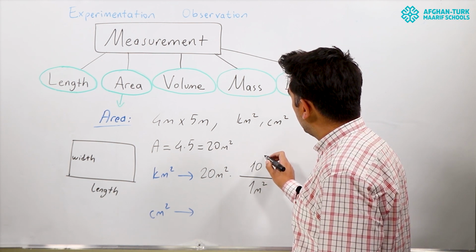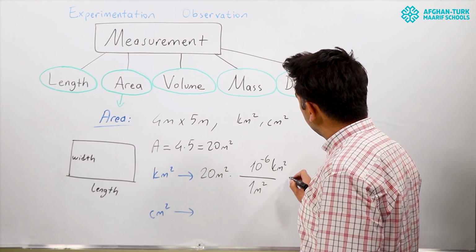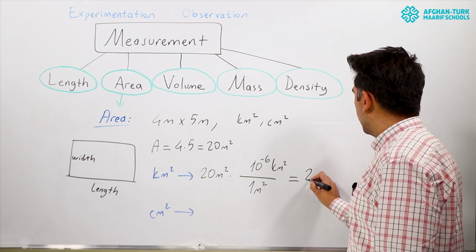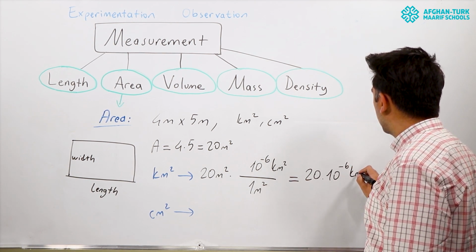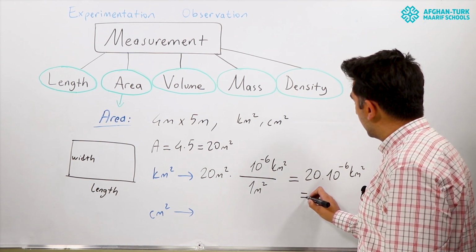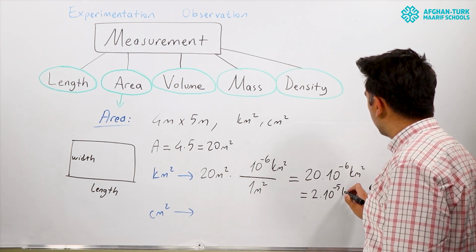10 to the power of minus 6 kilometers square, and that's equal to 20 times 10 to the power of minus 6 kilometers square. If I simplify this one, it will be equal to 2 times 10 to the power of minus 5 kilometers square.